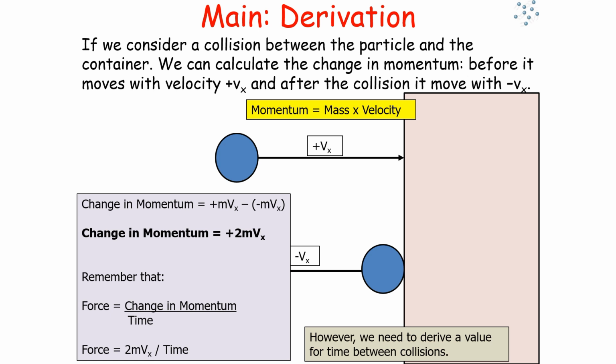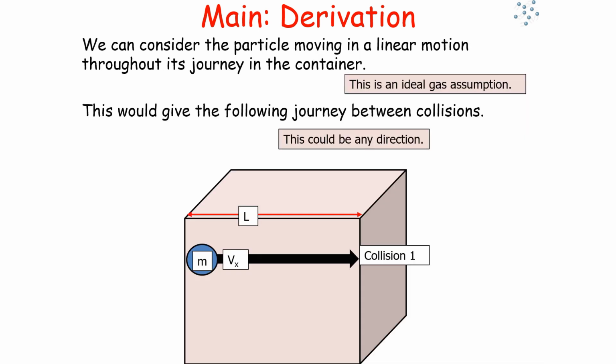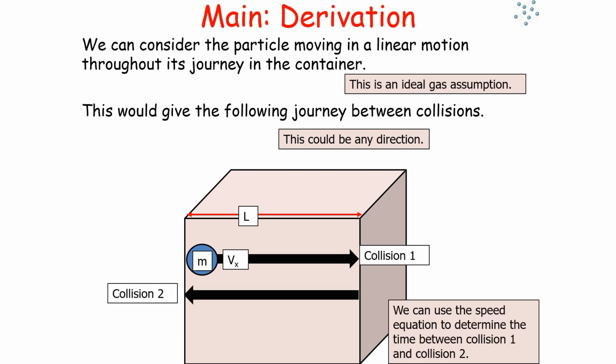So to make this equation more meaningful, we now need to derive a value for time between the collisions. If we consider a particle moving in linear motion throughout its journey in the container, which is an ideal gas assumption, we've already said it's going to be moving in the x plane because it's got a velocity of vx. So we can use the speed equation to determine the time between collision 1 on one side of the container compared to collision 2 on the other side of the container.